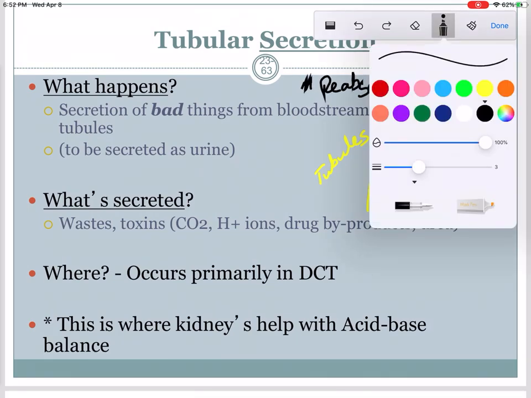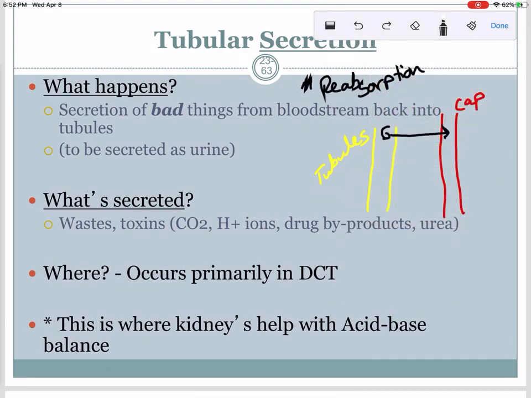But now let's talk about tubular secretion. So at the same time, now we're talking about secretion of waste products from the bloodstream back into the tubules. So now we're talking about waste that's in the blood, and now we're secreting it from the blood back into the tubules. This is tubular secretion. So it can be a little tricky, and the words reabsorption and secretion don't tell you whether it's a good product or a waste product, and they don't tell you which direction things are going.